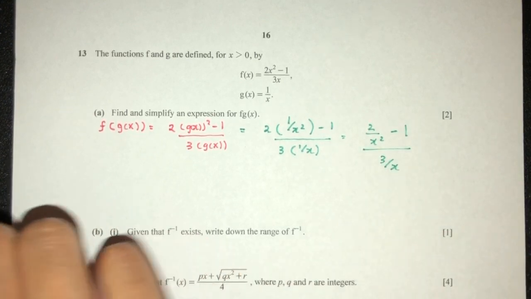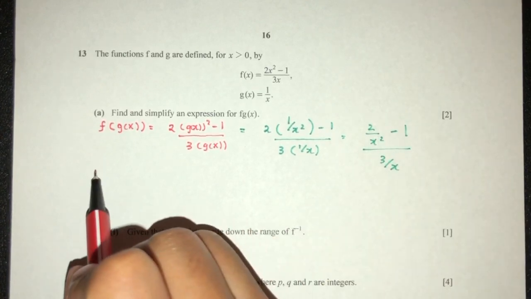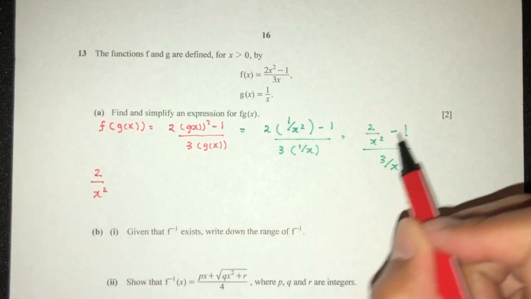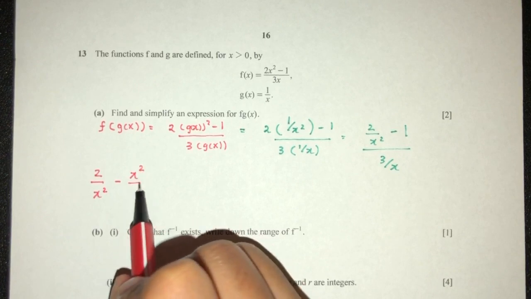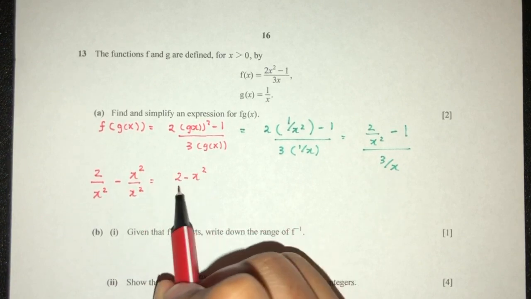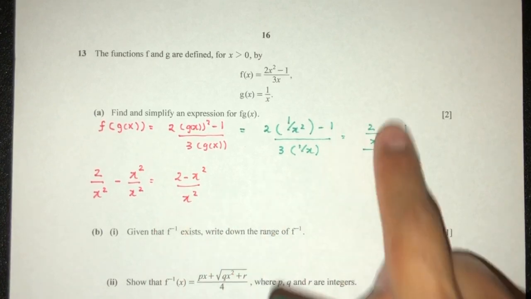Now we have to simplify, obviously. Let's simplify this one. So here we have 2 over this. Now obviously this 1 is also x squared over x squared. That will be 2 minus x squared over x squared as a single fraction. Now of course we can simplify the whole thing now.